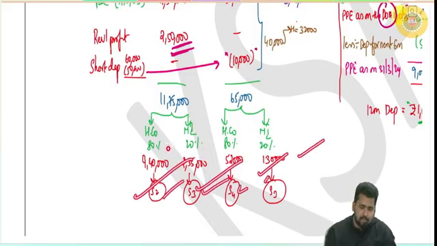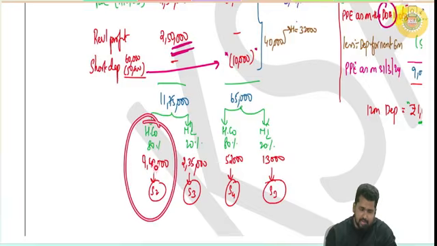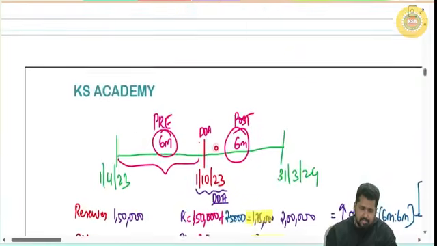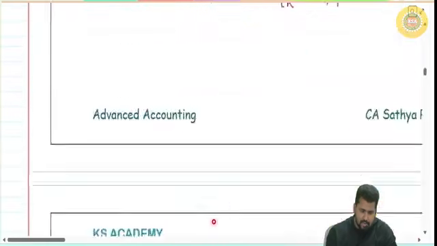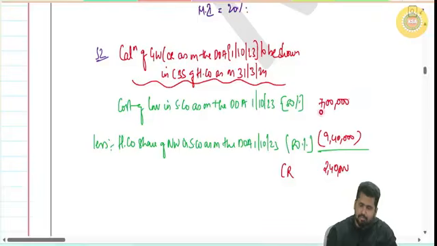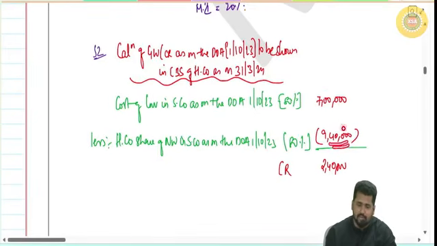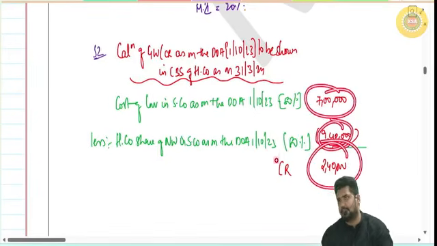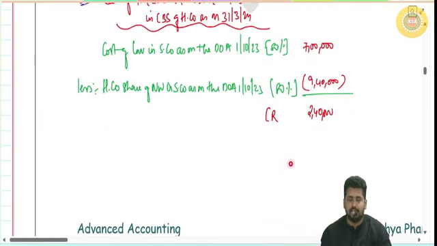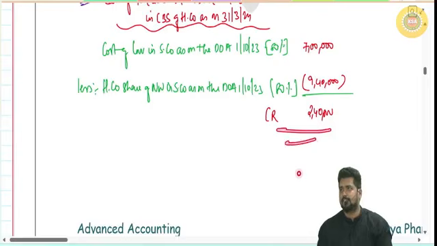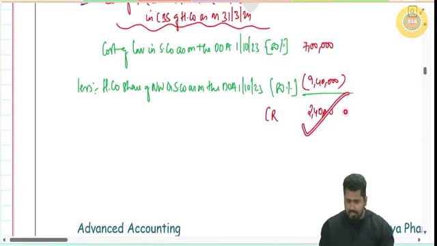Clear? Step number 2. First we will find what? Goodwill or capital reserve. Correct? For 80%, so let's find goodwill or capital reserve. For 80%, 7 lakhs we invested. What is our share of net assets? 9,40,000. For 940 we are paying only 7 lakhs. Therefore there is a profit. Capital reserve 240, which should be shown in reserves and surplus. Clear? Step 2 is done.